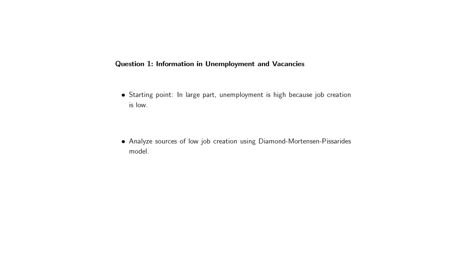So the first question is going to be about the information in unemployment and vacancies. And the starting point for answering this question is going to be an obvious observation. In large part, unemployment is high because job creation is low. And what I'm going to do is take a very particular economic model and use it to try to analyze the sources of low job creation in the economy. And this is a model due to Diamond, Mortensen, and Pissarides. Now, those three names, I think, are more familiar to you now than they would have been a year ago, because these three gentlemen won the Nobel Prize in Economics in December for work that led to the model that I'm going to be describing.